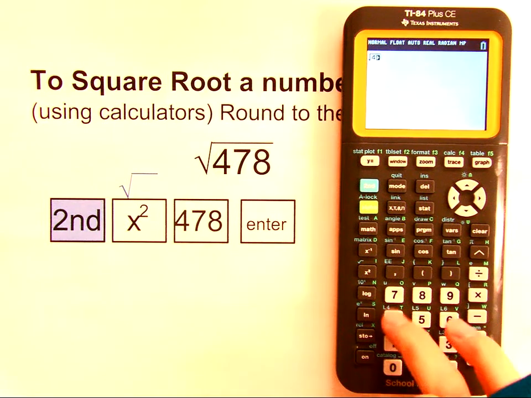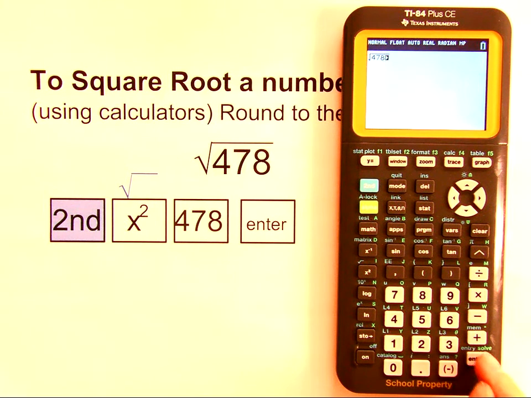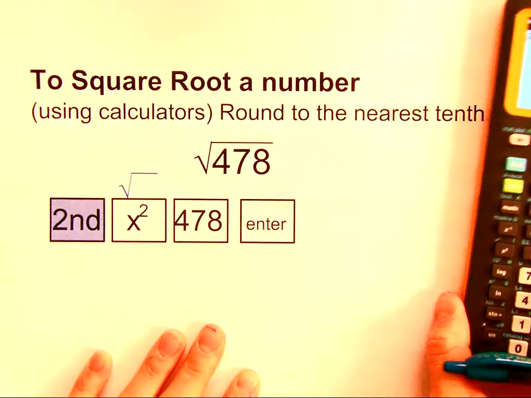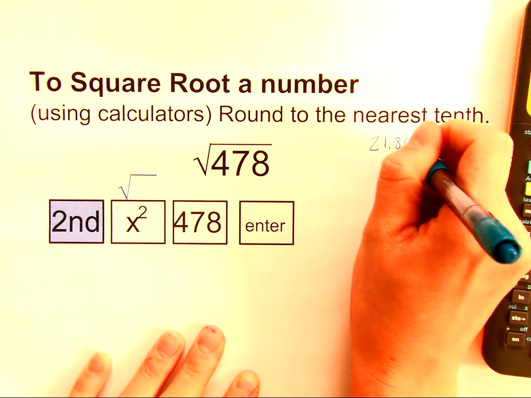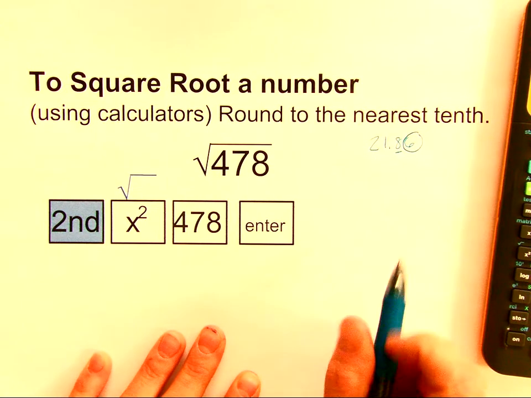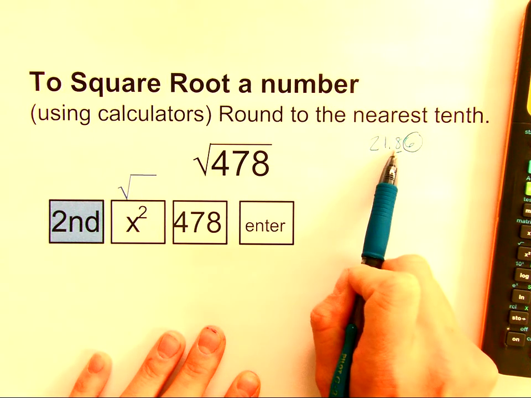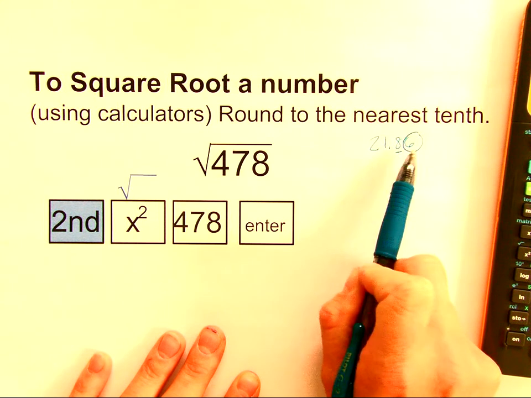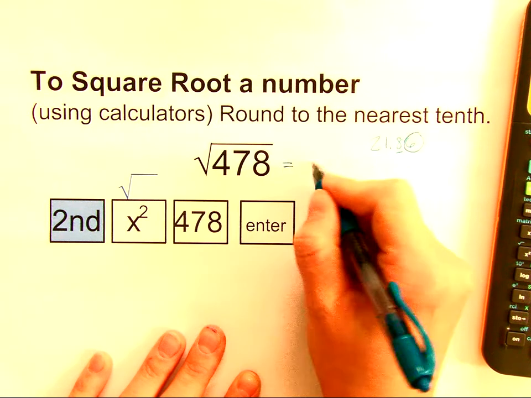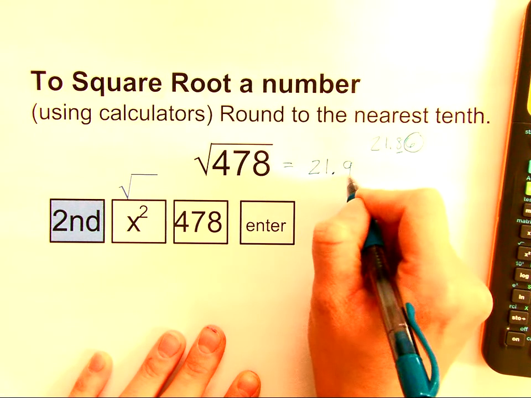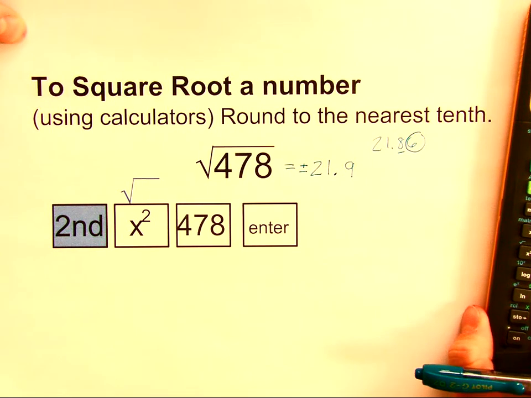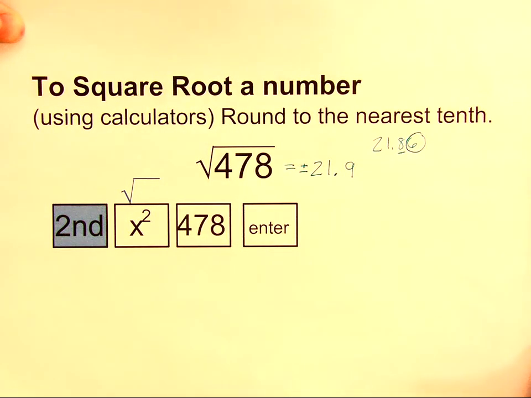So now I type in, I want to take the square root of 478, hit enter, and we can see we get 21.86, but the 10th place is this first decimal place. So that means we need to look at our hundredths place, and this is going to tell us whether we're going to leave this as an 8 or we're going to round it up. If this hundredths place is a 5 or higher, that tells us we need to round. So we actually have 21.9, and we have positive or negative 21.9. Okay.